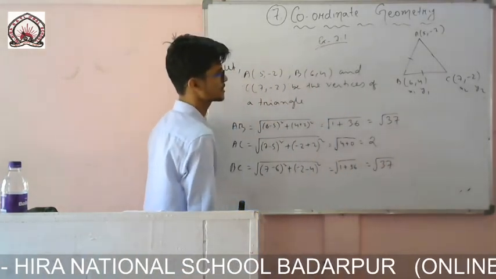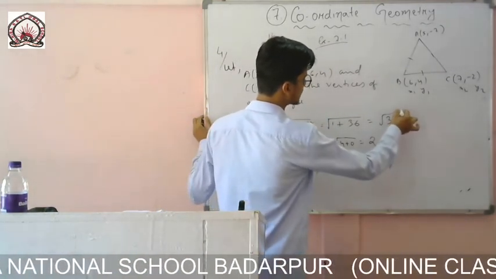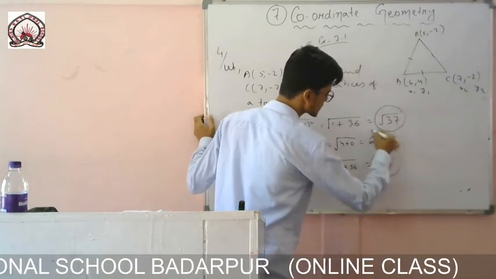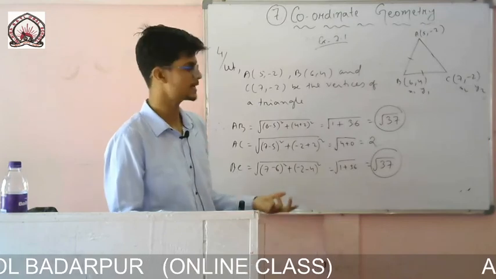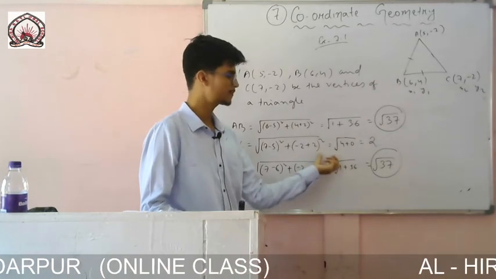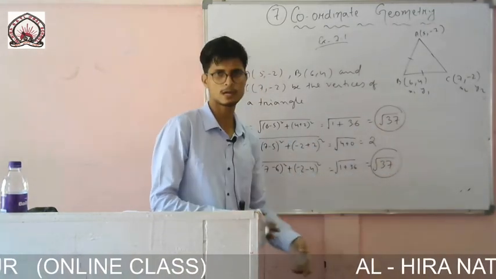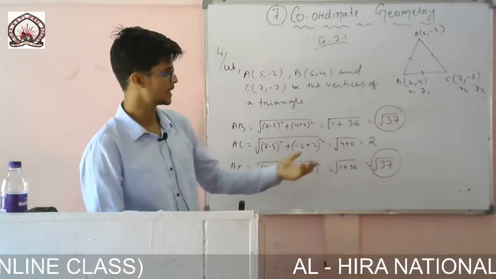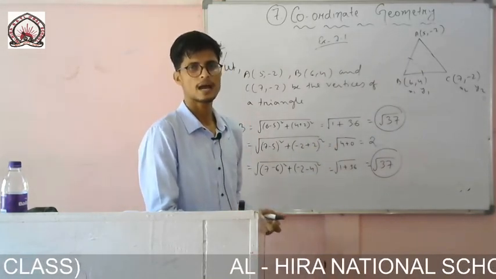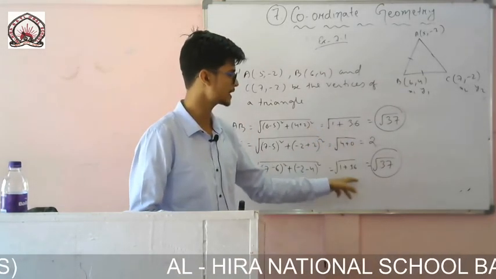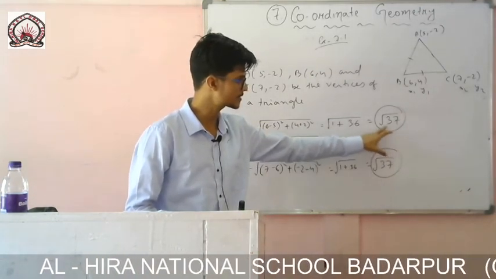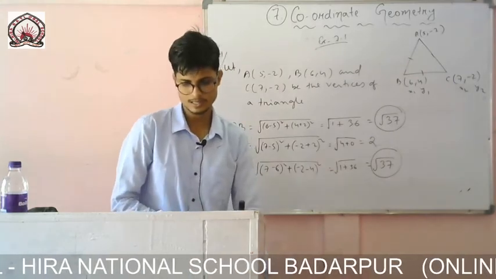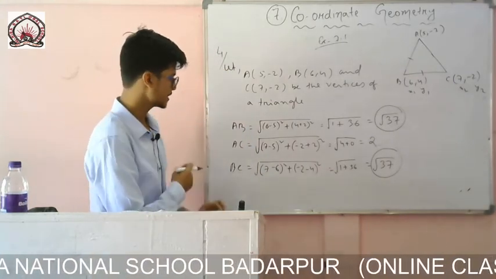Now you see the distance between this side and this side is the same. That means it is an isosceles triangle. In case a triangle has two sides of equal length, then we can say that it is an isosceles triangle. So here these two sides have equal length, so we can say that yes, it is an isosceles triangle.